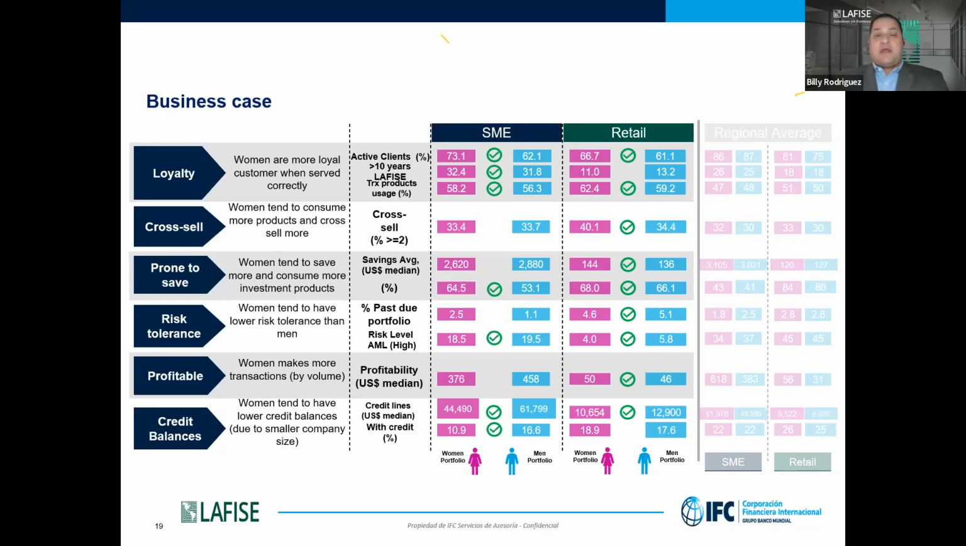Profitability, they make more transactions by volume, and you can see they're very similar in that category. And then credit balances, they tend to have lower credit balances. They had smaller companies, and Jose covered pretty much all those struggles and that differential that they had in accessing credit, lower credit lines. So our goal is to shift this, to balance it. And obviously, taking into account all of this data, we have developed our program that is focused on gender.